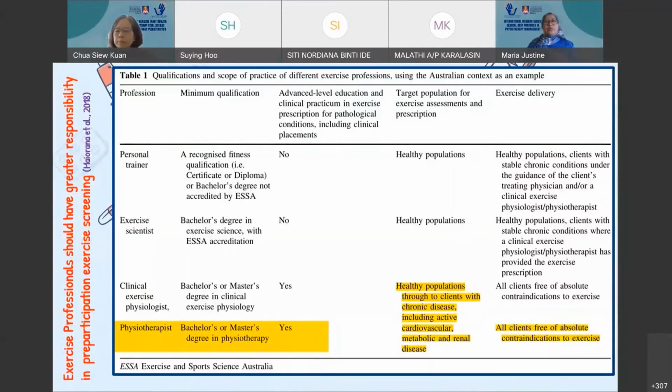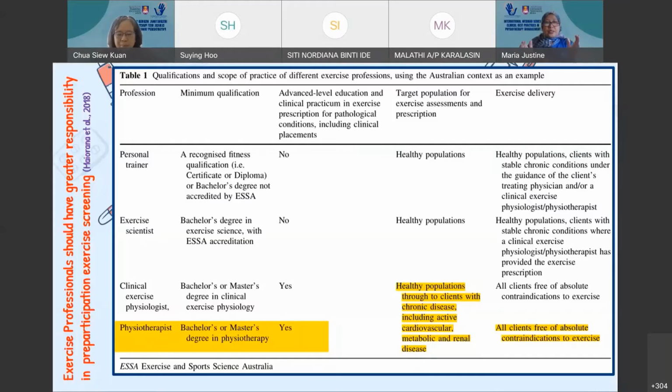All right. So before we move on, I would like to highlight to you, okay, that there are a few models available in screening, okay? Remember that the focus of this webinar is that before we can prescribe exercises, we want to learn to first screen our participants, all right? Okay, so just to highlight to you, this is what happened in Australia. Okay, this is the model in Australia. They have different types of exercise professionals.